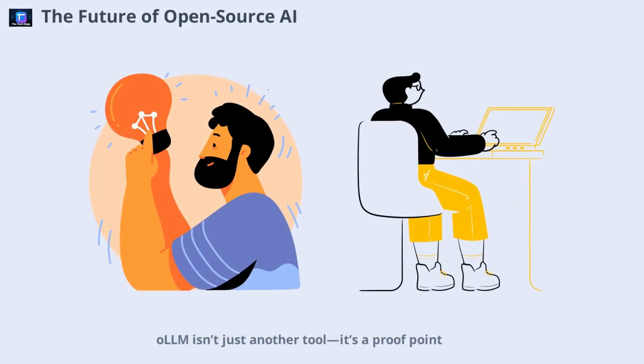oLLM isn't just another tool, it's a proof point that clever engineering can beat raw compute power. By focusing on efficiency and accessibility, oLLM fills a critical gap in the open-source AI ecosystem. If you've ever dreamed of running GPT-level models with massive context windows on your own hardware, oLLM has made that dream a reality. As open-source AI continues to evolve, tools like oLLM will play a key role in shaping the future of accessible, powerful machine learning.